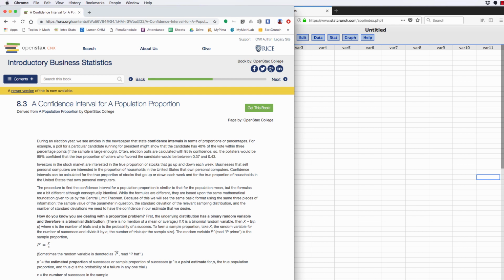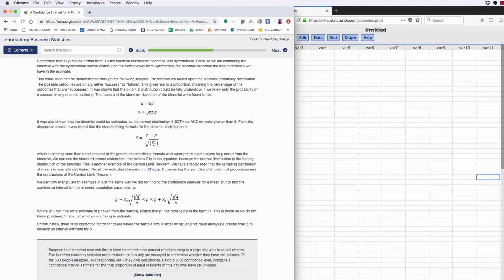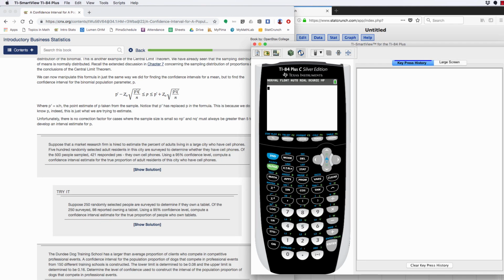In this section, we're going to do a confidence interval on a population proportion. It comes down to a z-score that we get from the confidence interval percentage, multiplied by the square root of p prime times q prime divided by n. Let's use the calculator for the first one.